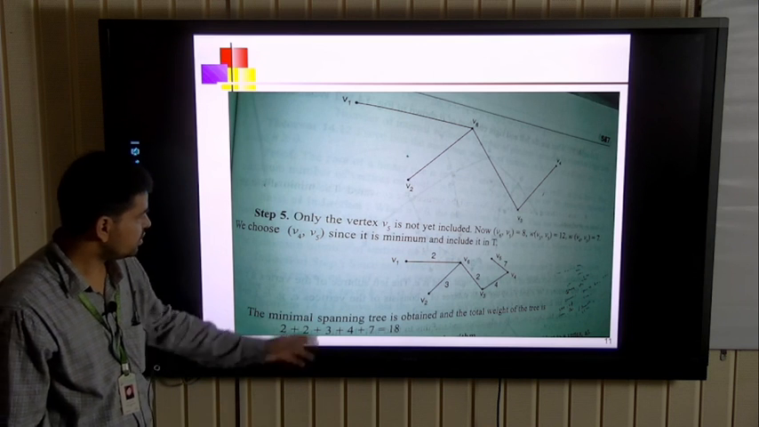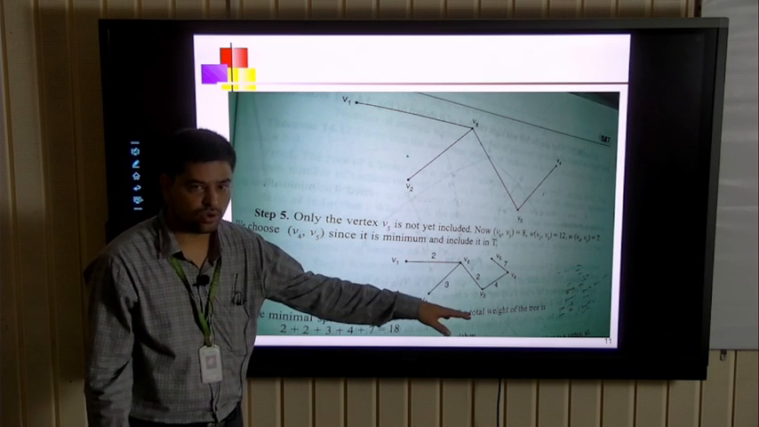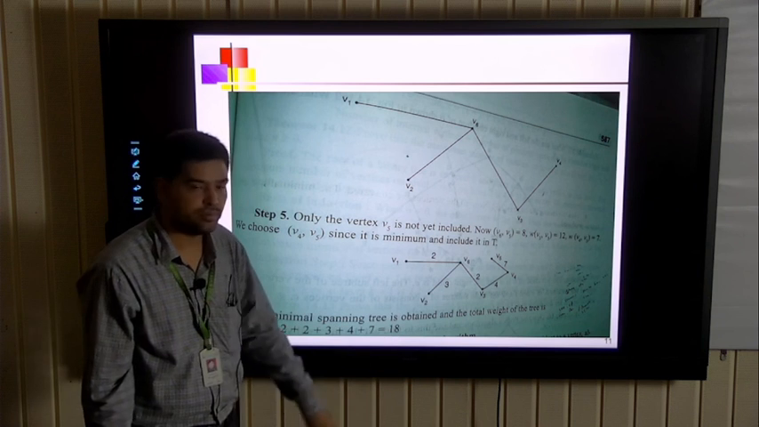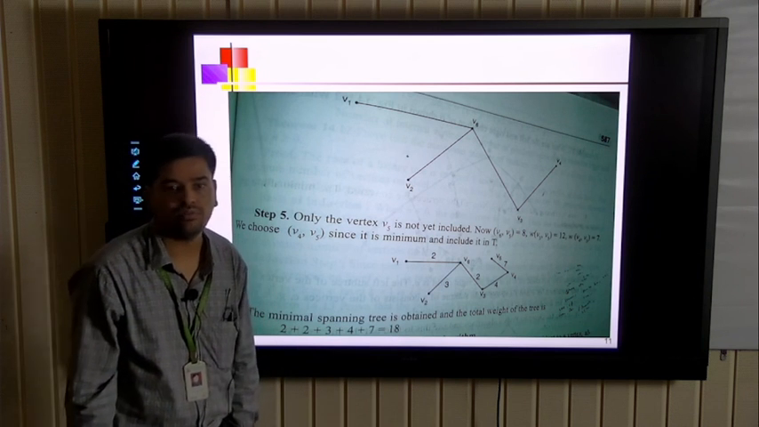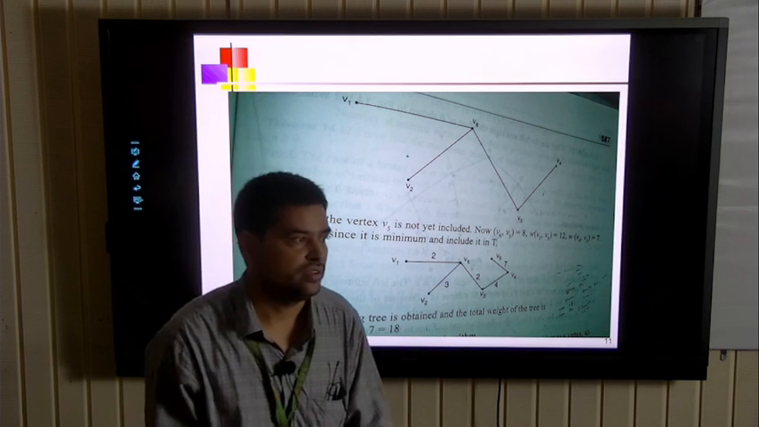Okay. Now you add the cost of each and every edge. The answer will be 80. This is the value of the minimum cost spanning tree. Clear?